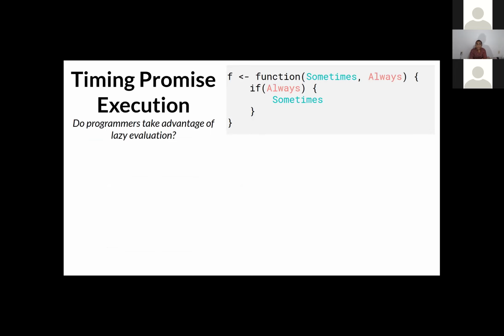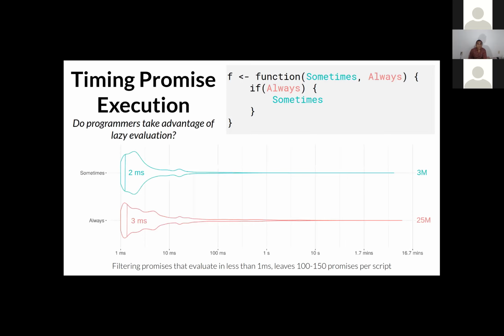On the top right, you see a function f, which takes two arguments, sometimes and always. The arguments are so named because the always argument is evaluated across all the code paths, and the sometimes argument is only evaluated across one code path. Now, if programmers are taking advantage of laziness, we could expect that they will pass complex arguments to sometimes positions, because then they would save on the evaluation time when the argument's value is not needed.